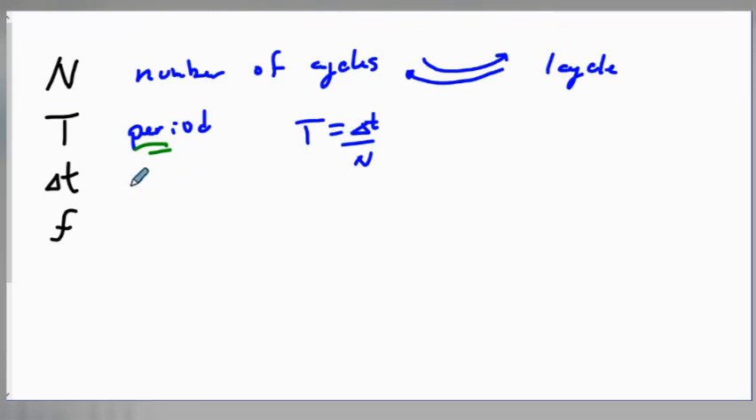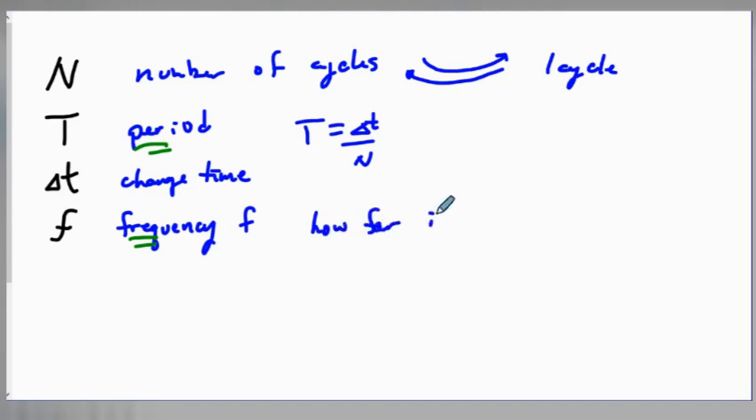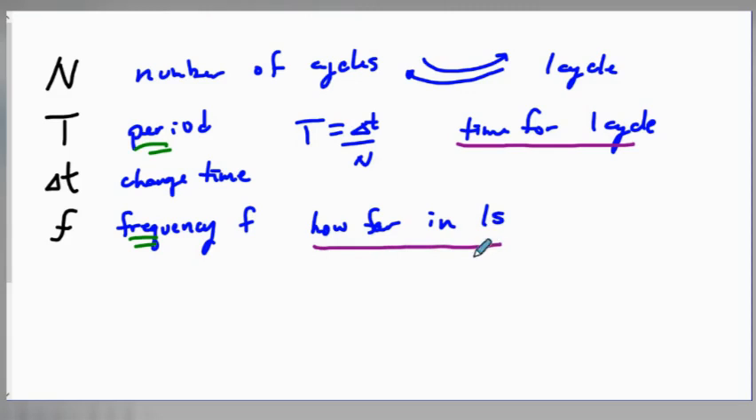Delta T is just our change in time. And F is the frequency. It's commonly written as a lowercase f, but I'm okay if you just use F. Frequency is how far it goes in 1 second, whereas the period is the time for one cycle. So time for one cycle is the period, and how far it goes in 1 second is the frequency.